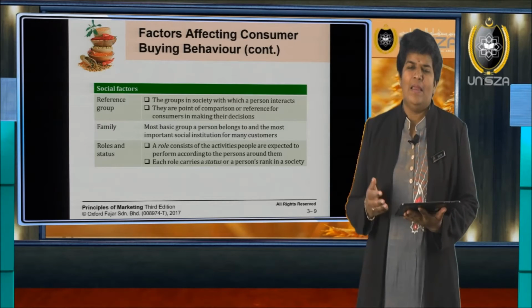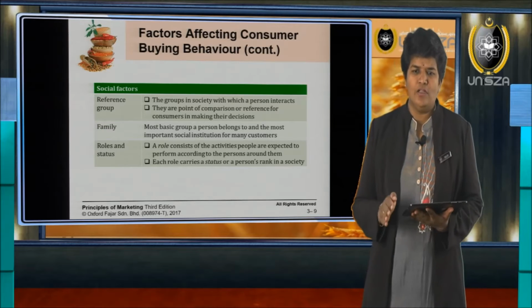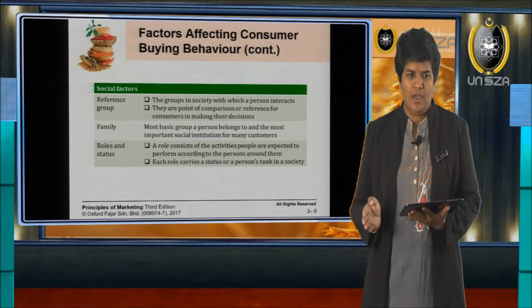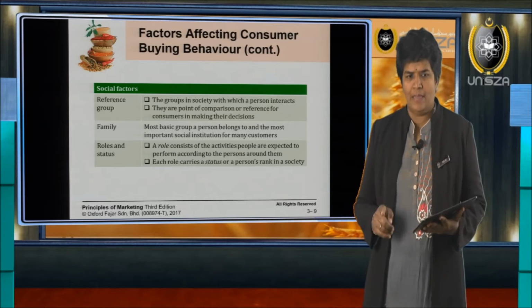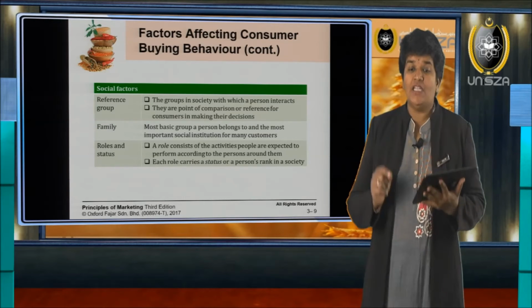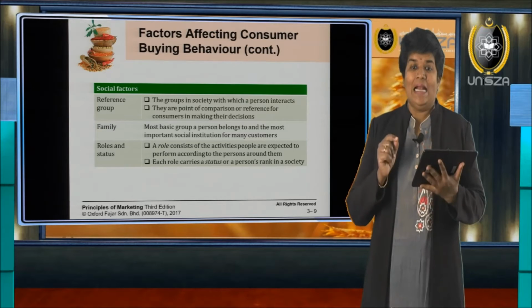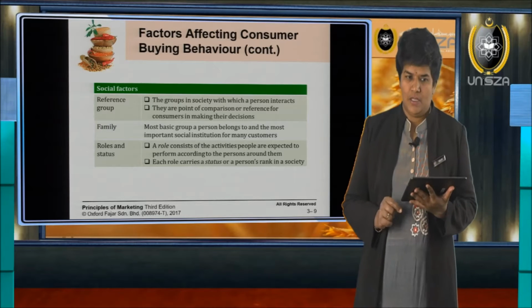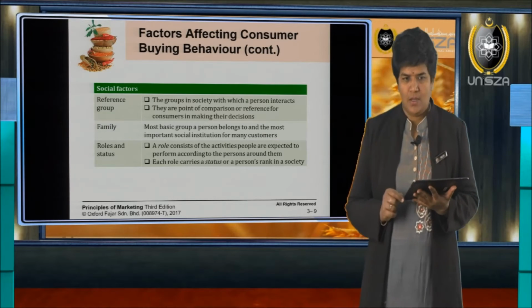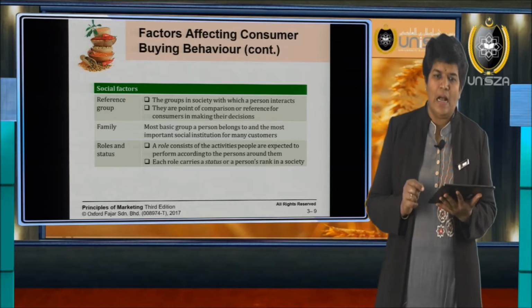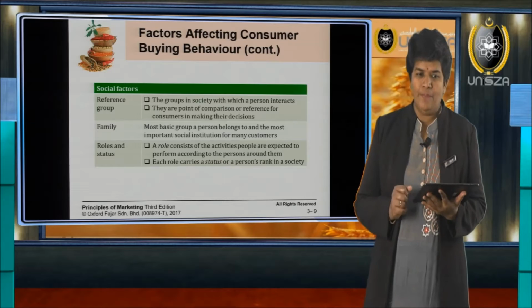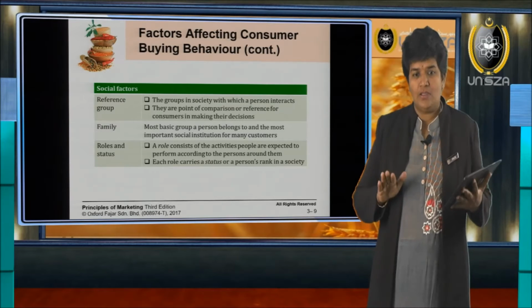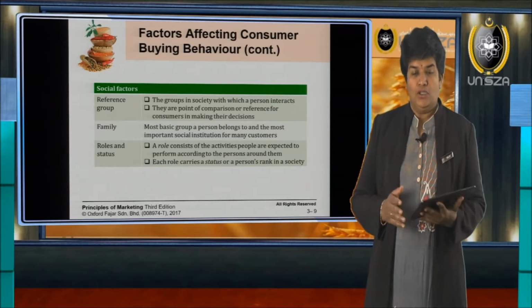They may or may not influence your buying decision. Okay, family: the most basic group a person belongs to and the most important social institution for many customers and consumers. Roles and status: a role consists of activities that people are expected to perform according to the people around them. Each role carries a status, a person's rank in society.